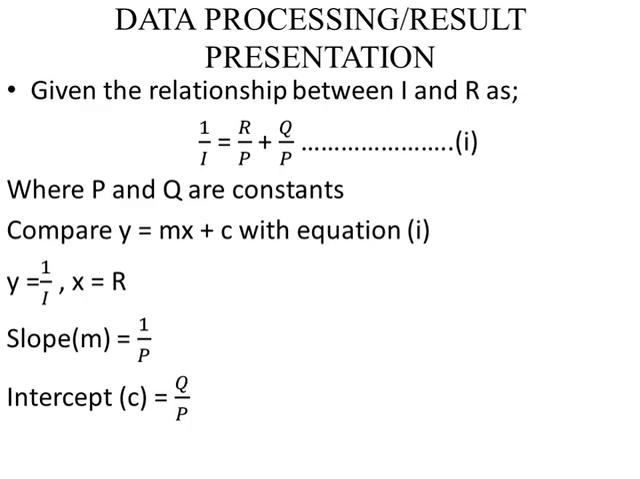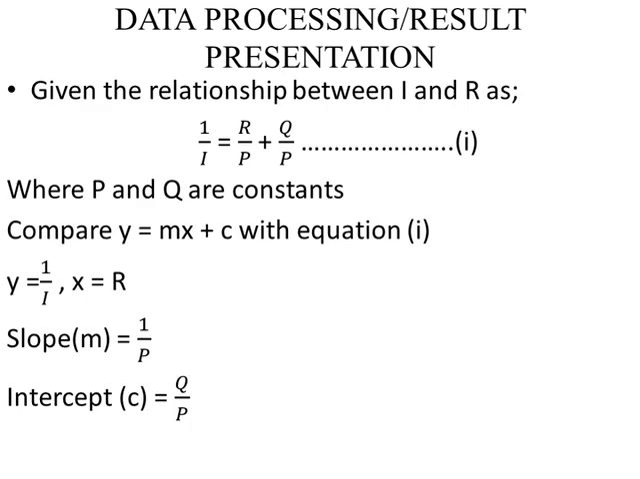By the time you compare both, what I mean by compare both is the linearizing I was talking about the other time, you realize that your y equals 1 over I, your x is R, then you will have 1 over P as your slope, then your intercept will be Q over P.